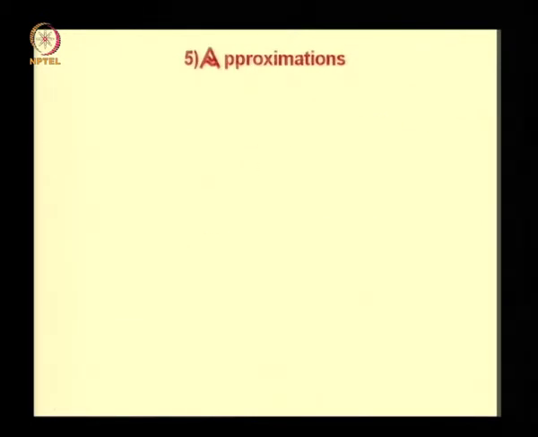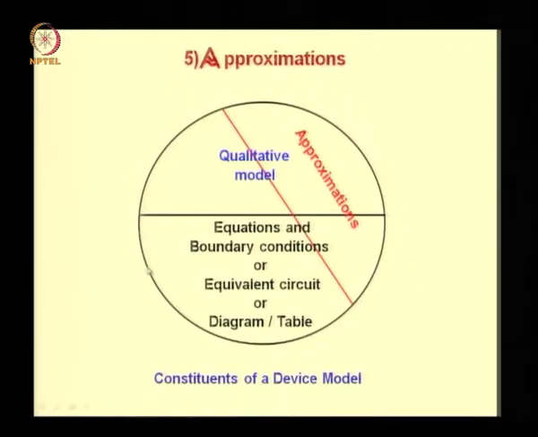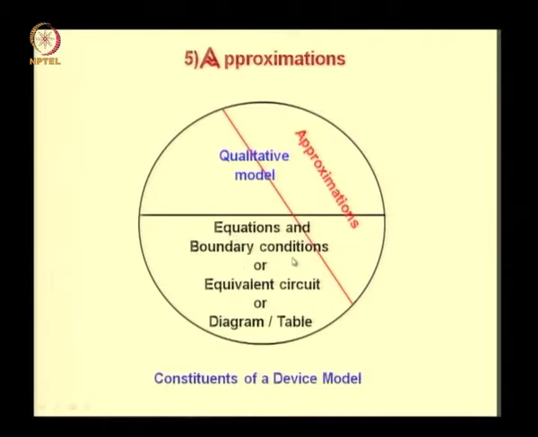Now let us move on to the approximations. Let me reproduce a slide from the second module, that is the module on introduction, wherein we talked about the constituents of a device model. So we said that the device model consists of a qualitative part and a quantitative part, where the quantitative part could be equations and boundary conditions, or equivalent circuit, or diagram, or table, where the diagram also includes graphs. And then we had remarked that there are a set of approximations associated both with qualitative and quantitative part.